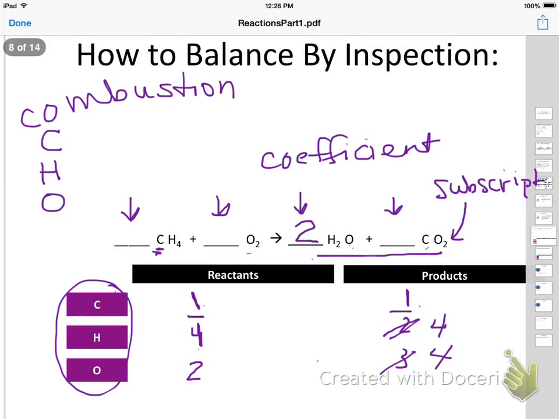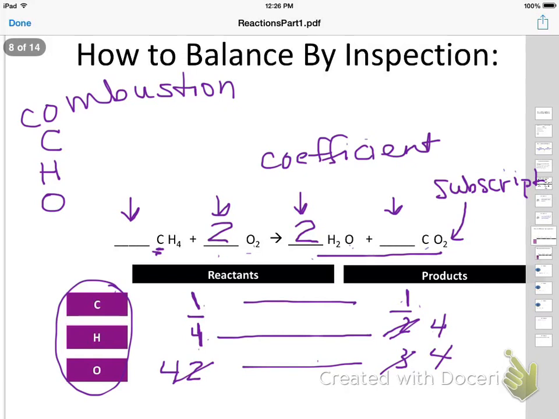Okay, so let's look. Our carbon is balanced, our hydrogen is balanced, our oxygen is not balanced. I have 2 on the reactant side, 4 on the product side. So I need to put a coefficient in front of the oxygen. If I put a 2 here, 2 times 2, now I have 4 oxygen. So my oxygen is now balanced. So I have the exact same number of atoms on each side of the equation.